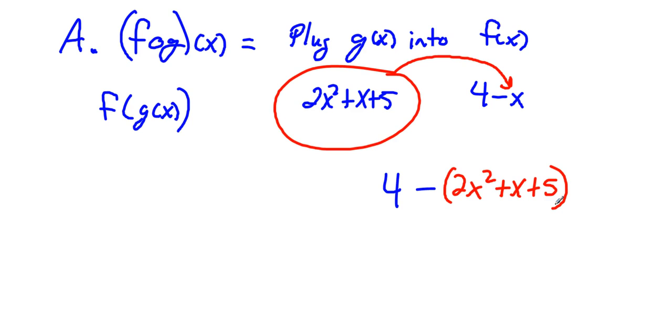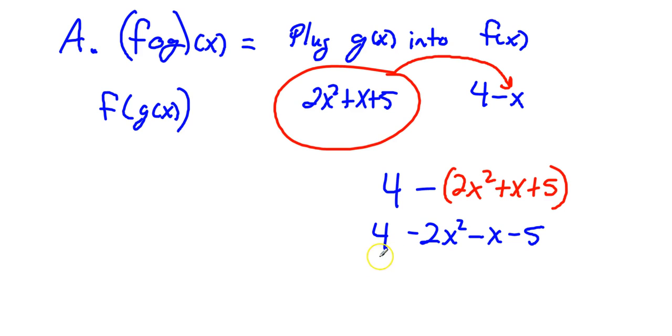Once you take that function, in this case g of x plugged into f of x, you've got to work it out and see what you can do. Most of the time it's 50-50. One's going to be easy, one's going to be a little bit more complicated. This is the easy one, because when you plug this in, there's only one thing to do. You just distribute out this negative, making it a negative 2x squared minus x minus 5.